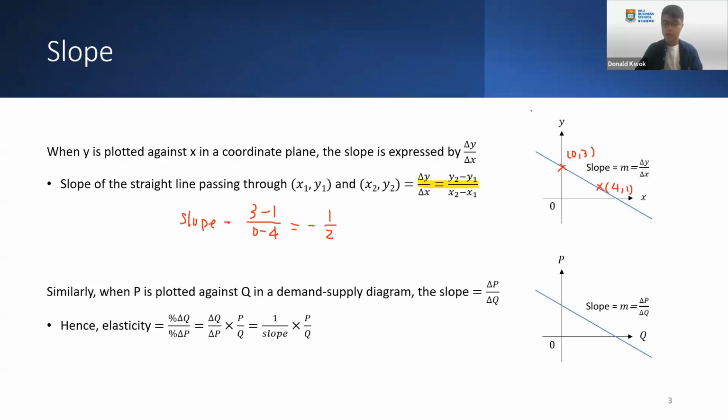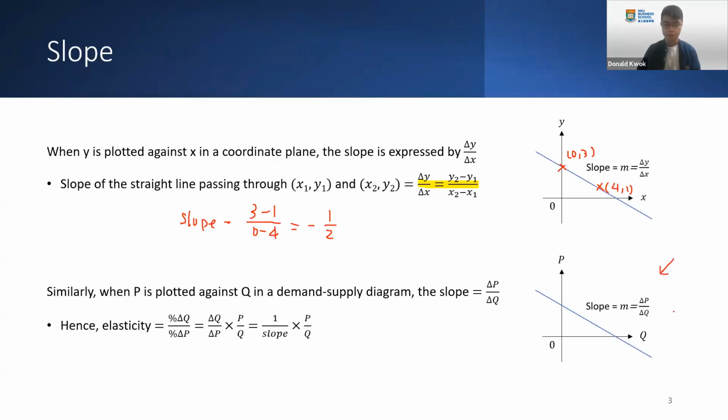As you can see in the diagram on top, y is plotted against x, and the slope coefficient will be expressed by delta y divided by delta x. In economics, and in particular the demand-supply diagram, we plot price on the vertical axis and quantity on the horizontal axis. This is why the slope coefficient in the diagram below would be represented by delta P divided by delta Q.